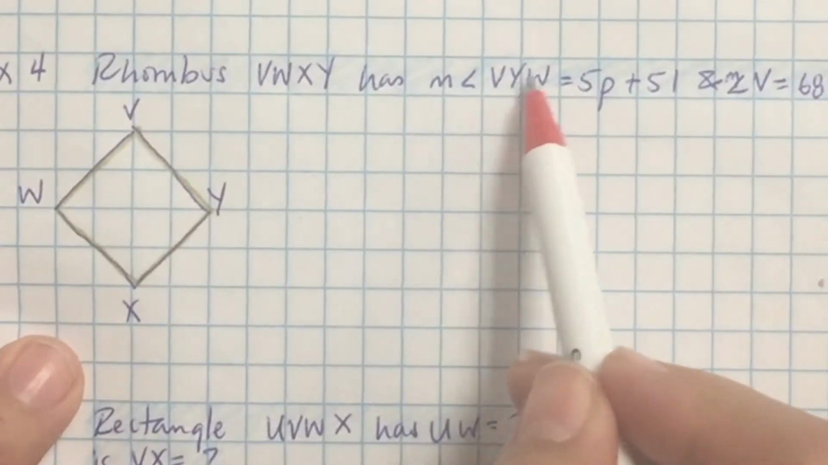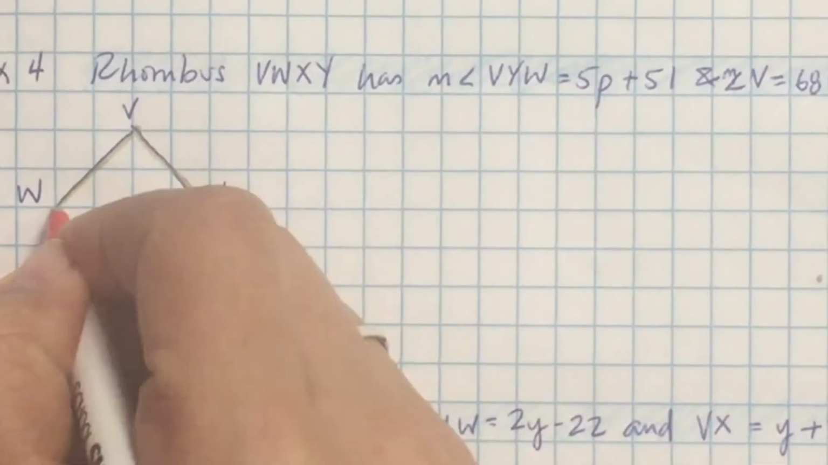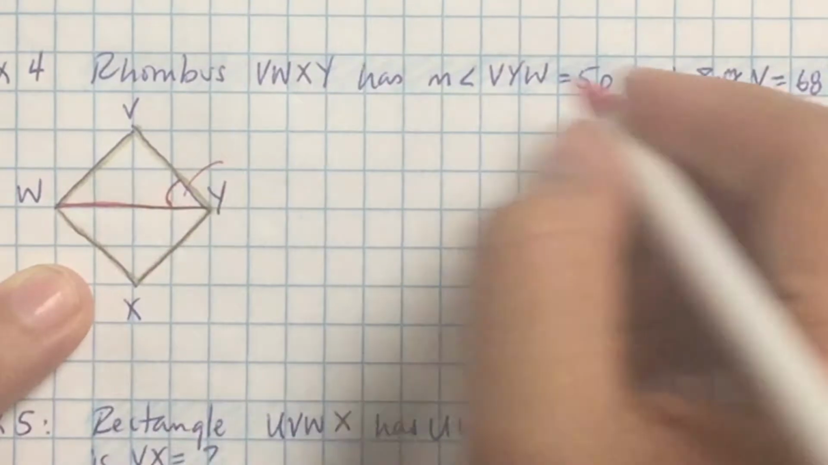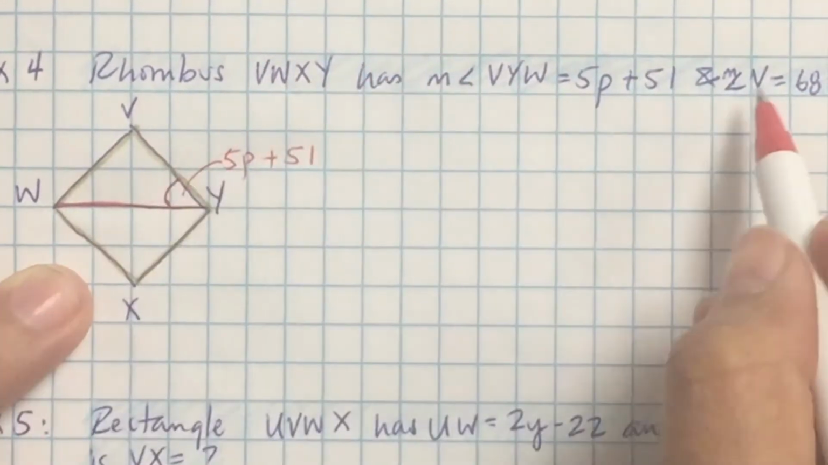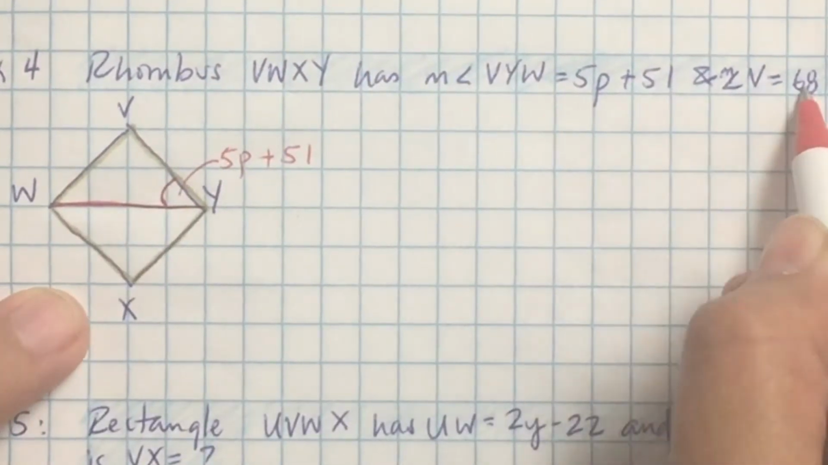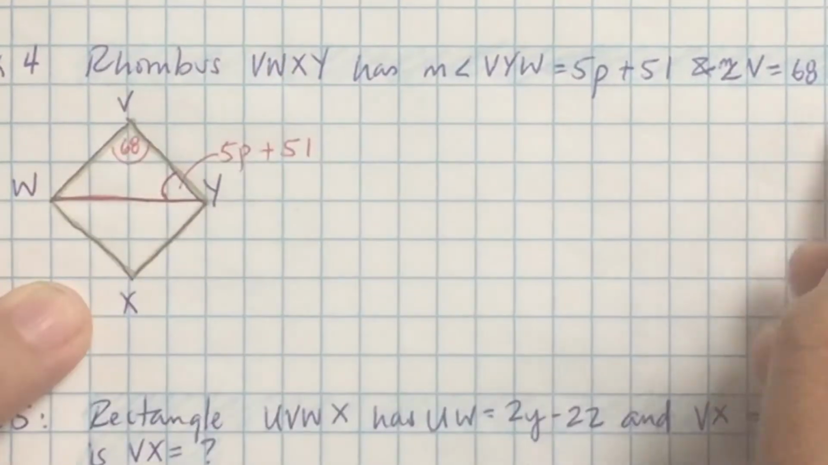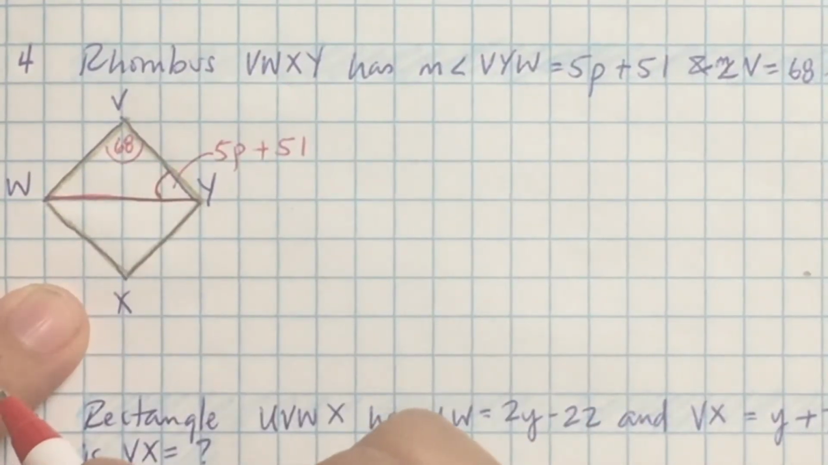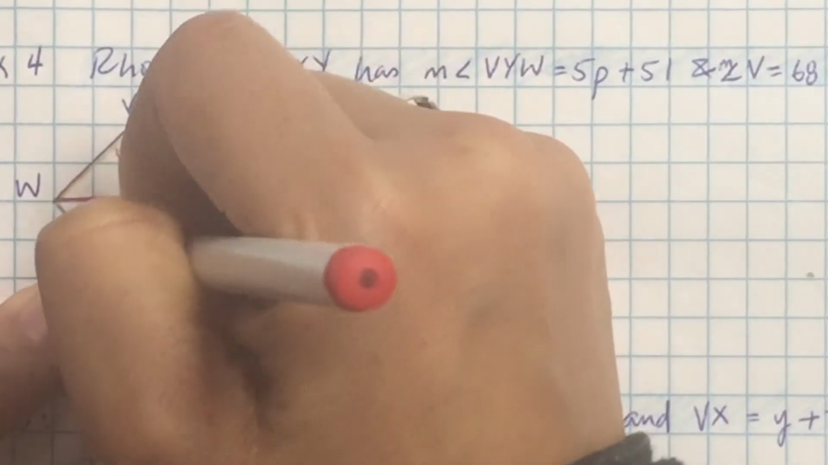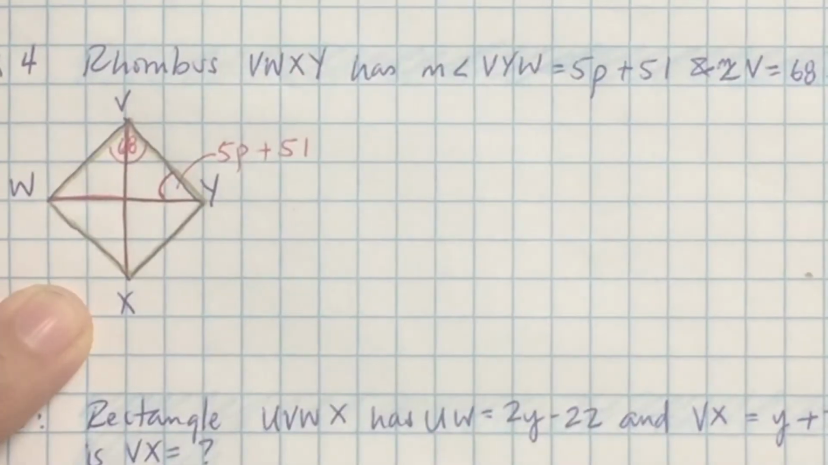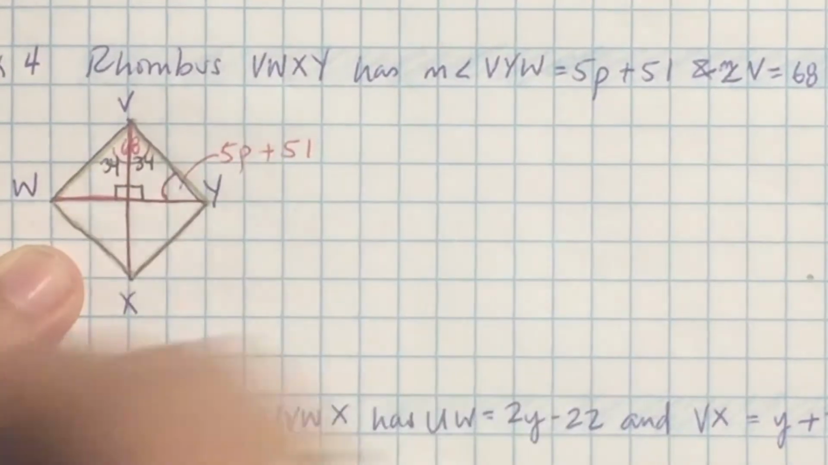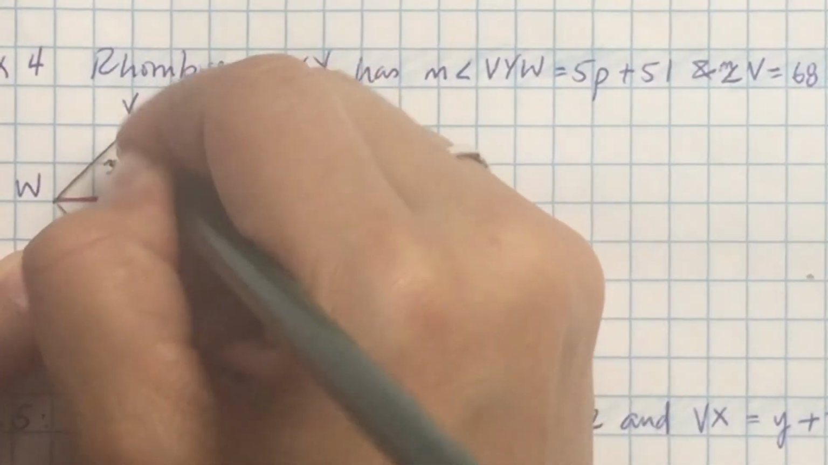Alright, let's take a look at another rhombus question. Alright, so again, it has to do with angles. Anytime you see angles, do the properties with angles. So you're given that is 5p plus 51. You're given angle V is 68. So I'm going to go ahead and draw diagonals since I'm not given any other information. And I know that the diagonals make the middles 90. So I'm going to put in my boxes. And I also know it cuts it in half, so 68 cut in half is 34.